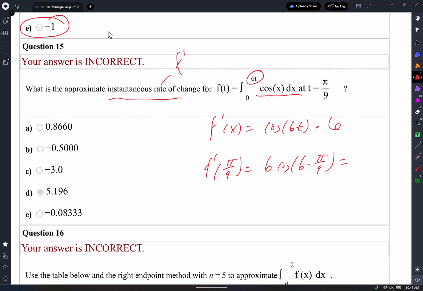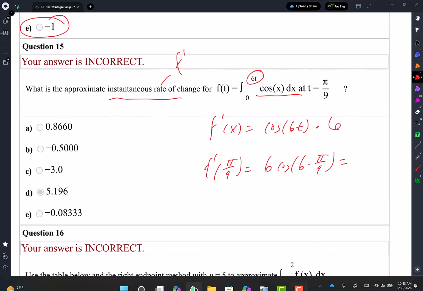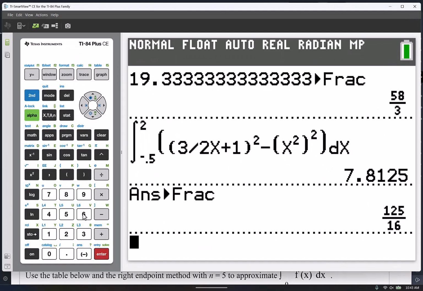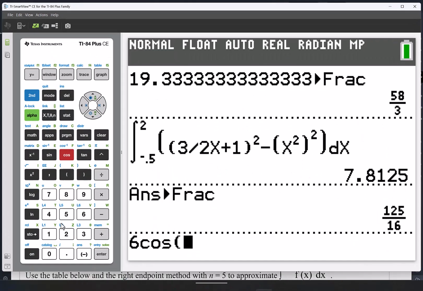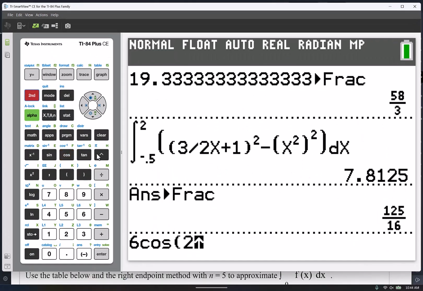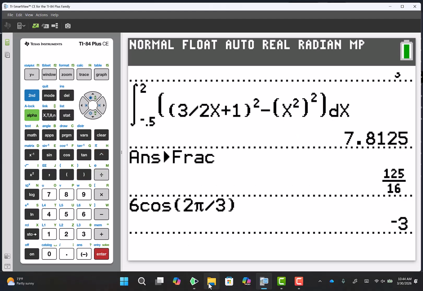Type it in the calculator. Yes, you can use the 6 pi over 9 if you want. Make sure you're in radian mode. Some of the calculators have been used by the pre-calc kids, so they're in degree mode. 6 cosine 2 pi over 3. Make sure you're in radian mode. And negative 3.